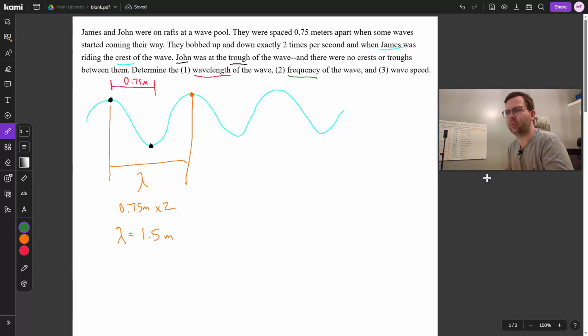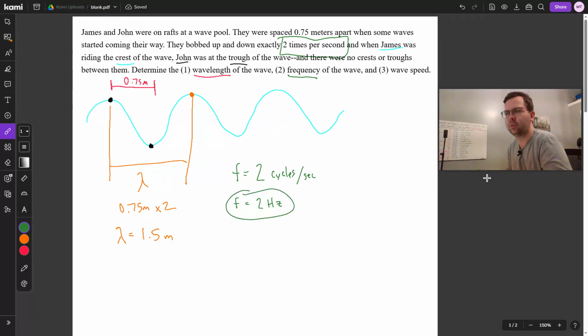Now we're looking for the frequency of the wave. The frequency of the wave is actually given to us because it says they go up and down 2 times per second. If you see something happening a certain number of cycles or times or repetitions per second, this in itself is the frequency. The frequency is how many vibrations per second or cycles per second. So in this case, it's 2 cycles per second, which we also just call 2 hertz, Hz.